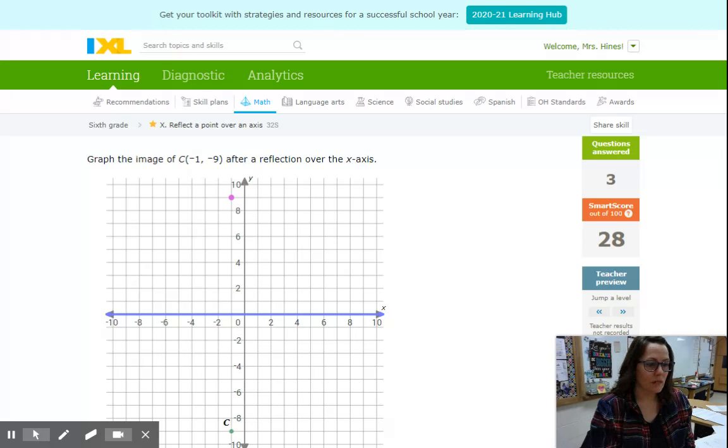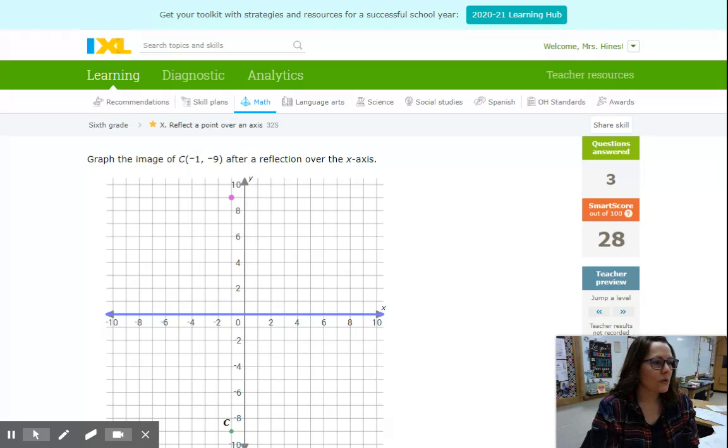So I'm not sure why, but let me see my submit button. Okay, so then that would be our correct answer there, okay? And if we were going to write those coordinates, we would have -1 still with a +9.